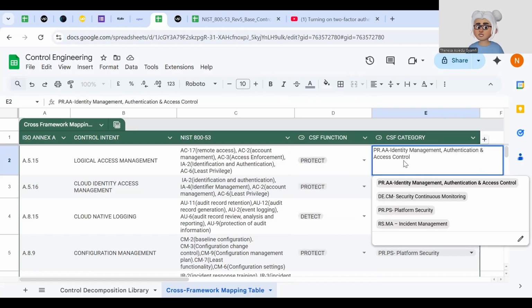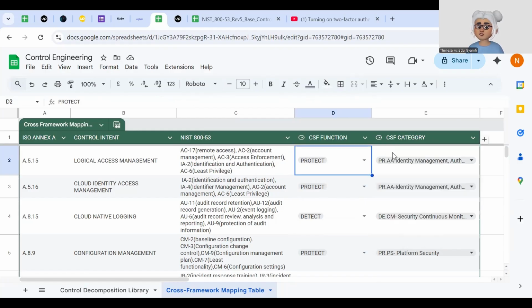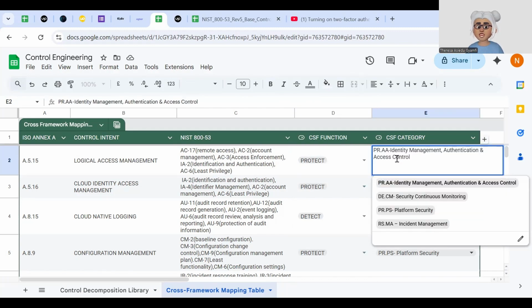And then under the CSF category, there are quite a number, but every CSF function has specific categories. Is okay. So the categories are a lot, but when you take a function by function, they are a bit manageable. Does that make sense? Yeah, so they are a bit manageable. So under protect, we have the CSF category of PR.AA, which is identity management, authentication, and access control. So that will be the option we are going to go with.